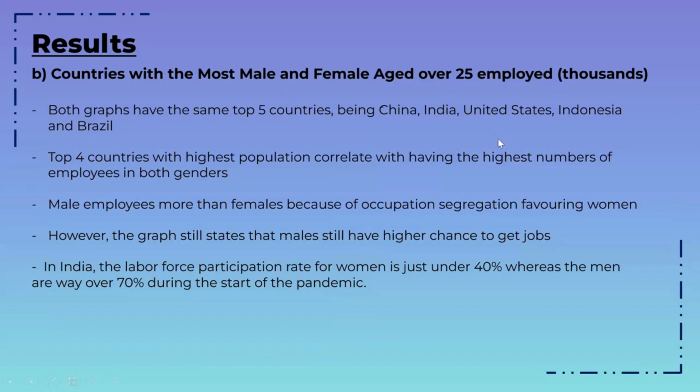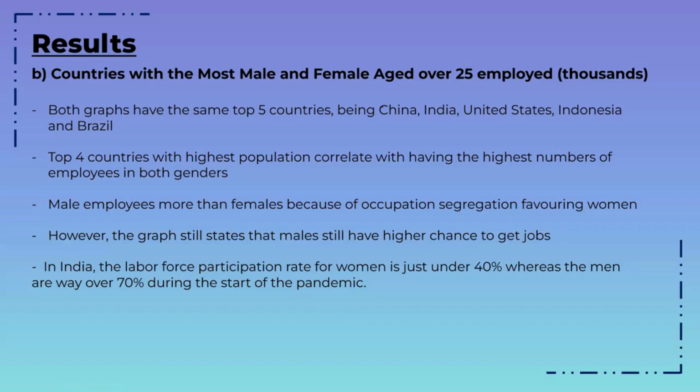Although occupational segregation favors women more, we can see that there seem to be more males hired at this time, so it shows that men have higher opportunities to get jobs. If you look closely at the graph, you can also notice that the amount of males over the age of 25 employed has a very big gap compared to the amount of females over 25 employed. In the start of the pandemic, the labor force participation for men was 70%, whereas it was only 40% for women, and that explains why there is such a huge distance.